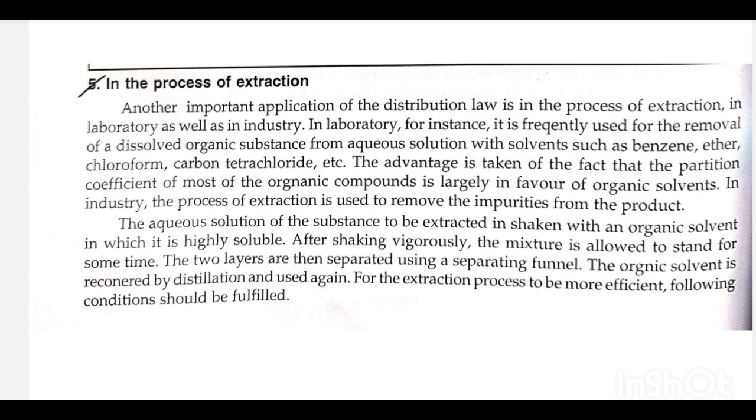The aqueous solution of the substance to be extracted is shaken with an organic solvent in which it is highly soluble. After shaking vigorously, the mixture is allowed to stand for some time. The two layers are then separated using a separating funnel. The organic solvent is recovered by distillation and used again for the extraction process. For extraction to be more effective and efficient, the following conditions should be fulfilled.